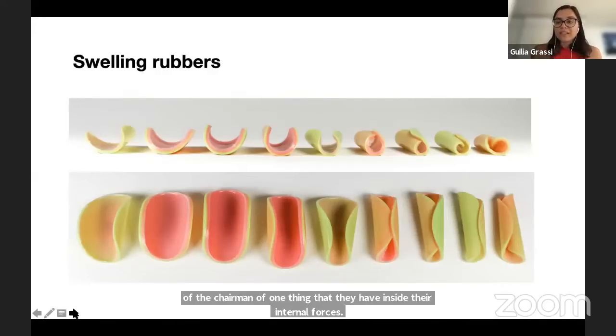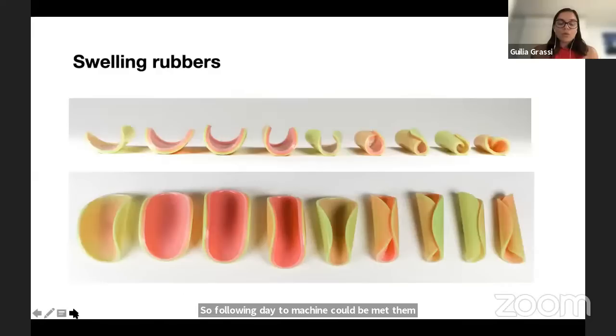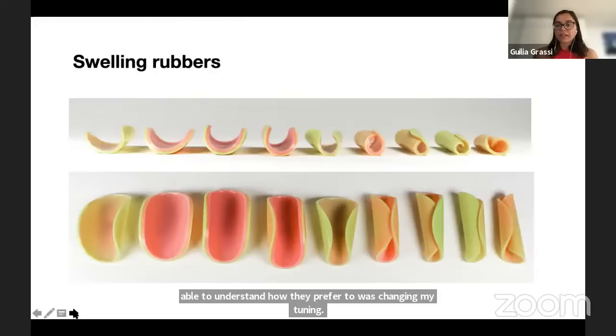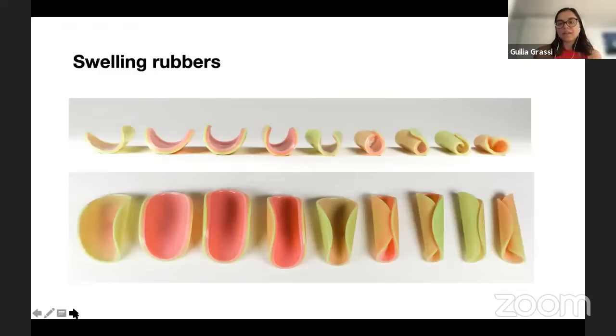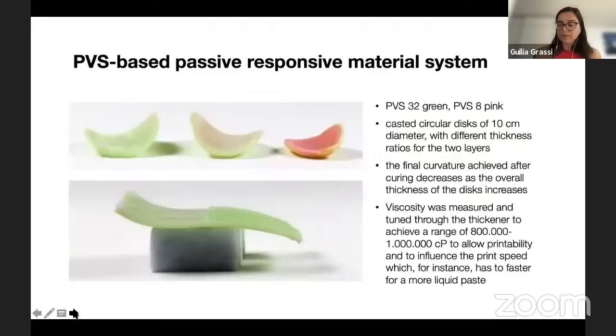So following the Timoshenko bimetal model, we were able to understand how the curvature was changing by tuning the properties of the overall thickness and the relative thickness of one layer with respect to another. So these are the custom samples. And then we were able to print them.